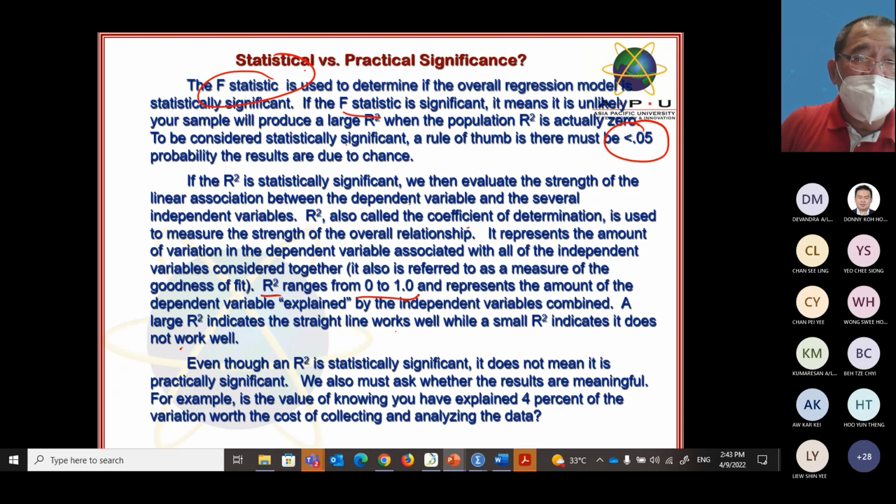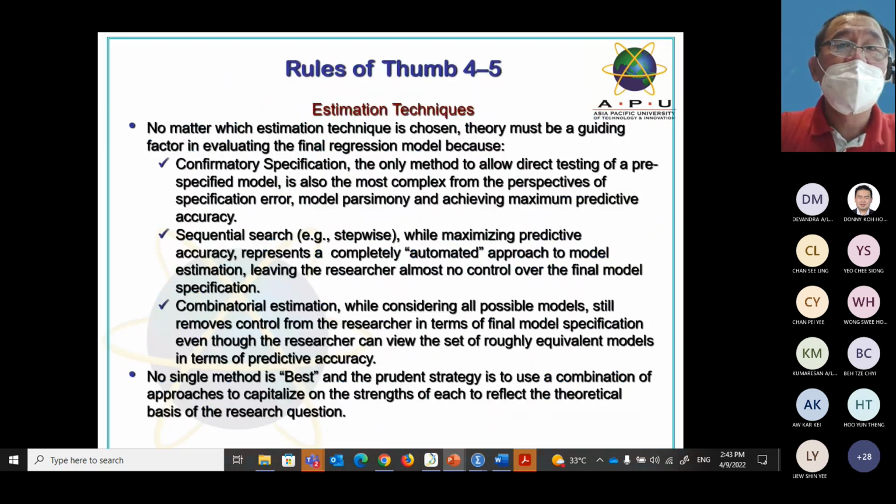You see this point? Actually, they say that R square is significant, but that doesn't mean it's particularly significant. So therefore, the F is still important. F is much more important compared to R square.